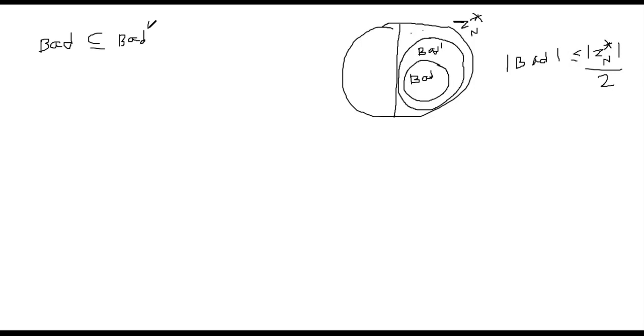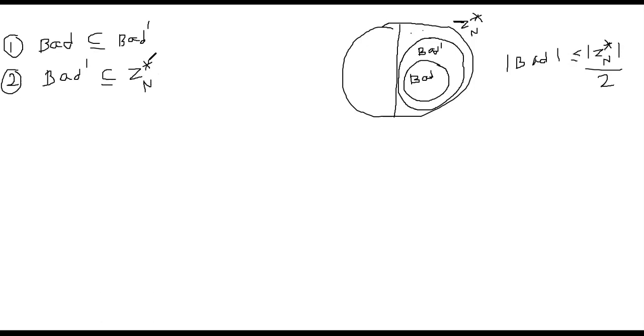First of all, I have not even defined what bad prime is, but we do know what bad is, right? Bad is the set of all elements that are not strong witnesses. We defined what a strong witness is earlier, so that's the same definition. Bad is contained in bad prime, and that's one thing we need to prove. We also need to prove that bad prime is a subgroup of Zn star. Why is that helpful? If bad prime is a subgroup of Zn star, we know bad prime cannot have more than half of the elements of Zn star.